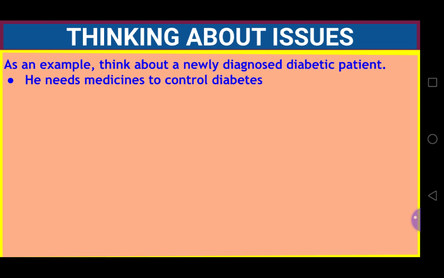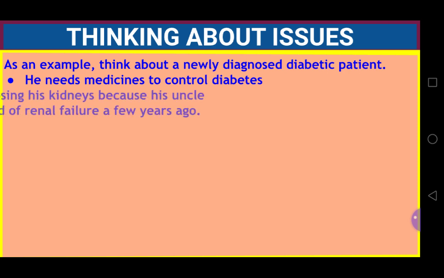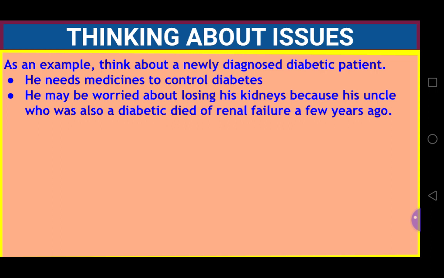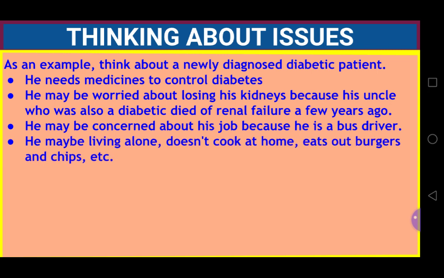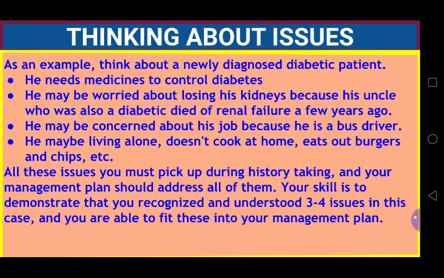He needs medicines to control diabetes. He may be worried about losing his kidneys because his uncle, who was also a diabetic, died of renal failure a few years ago. He may be concerned about his job because he is a bus driver, and he may be living alone, doesn't cook at home, and eats out most of the time, burgers and chips. So, these are the issues.